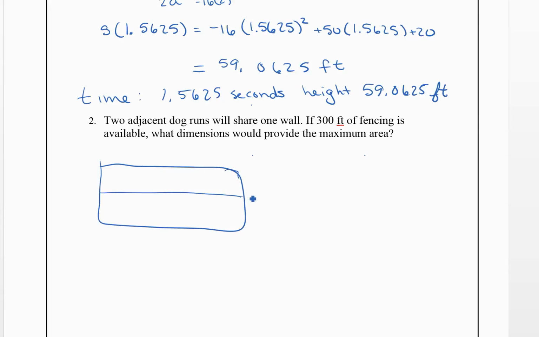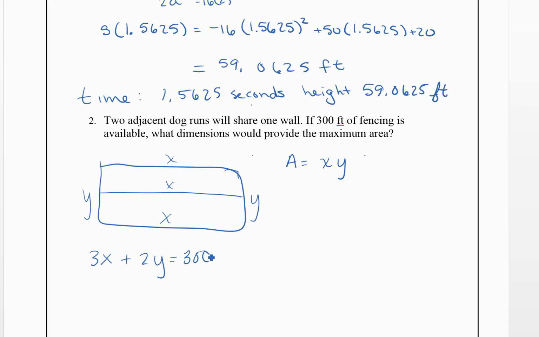So we've got this rectangle here that's making the dog runs, and to make it 2, we have this one shared wall. Okay, so let's label this x, x, x, and we'll label this y and y. Now the maximum area here is going to be x times y, so our area is x times y. Now how can we put this all in terms of x? Well, we know that if we add all of this up, we have 300 feet available. So x plus x plus x, or 3x plus 2y equals 300.